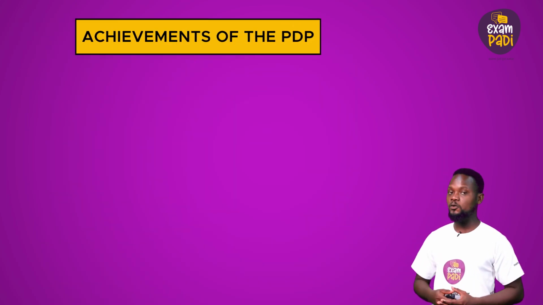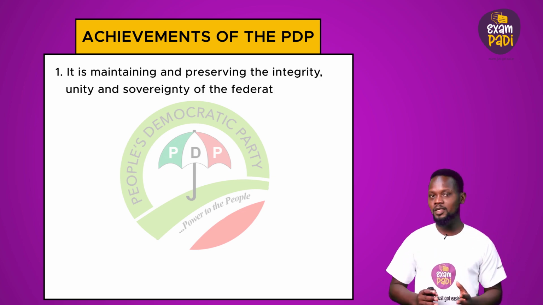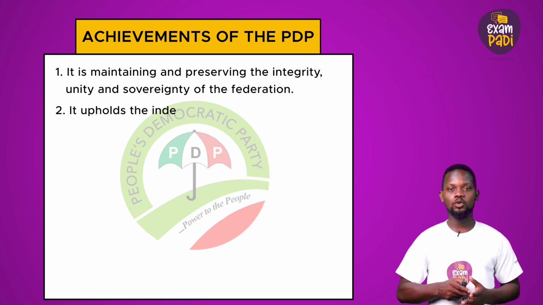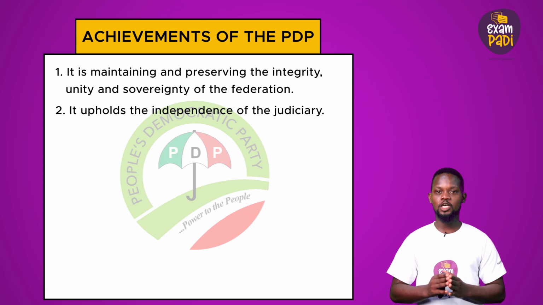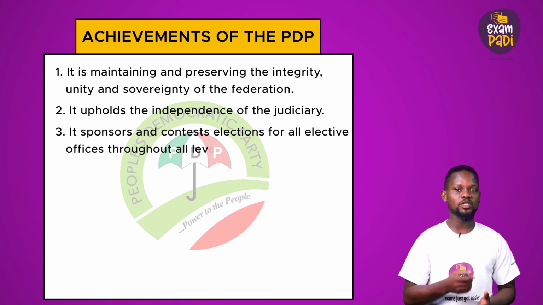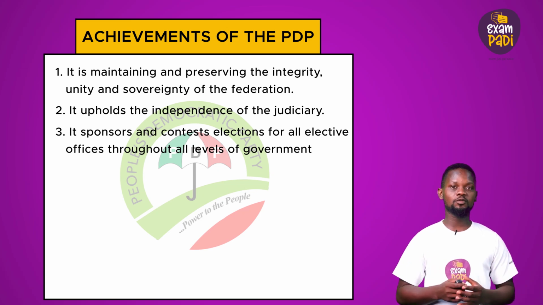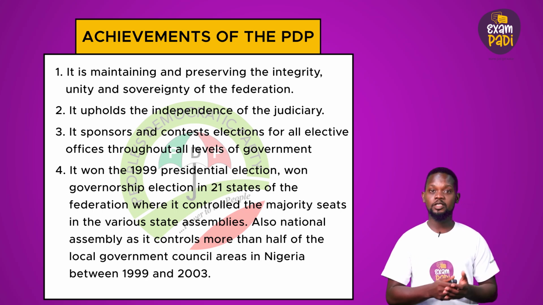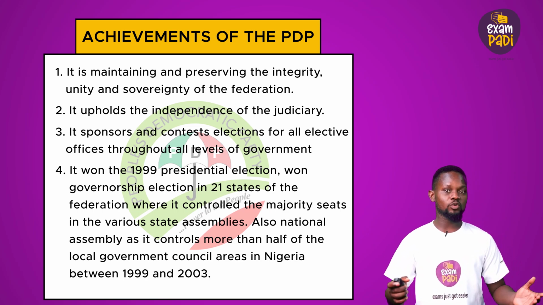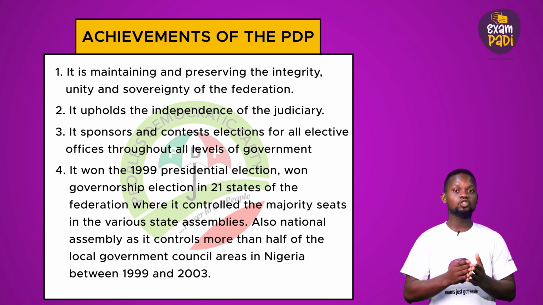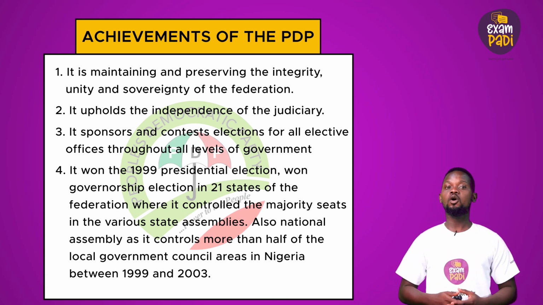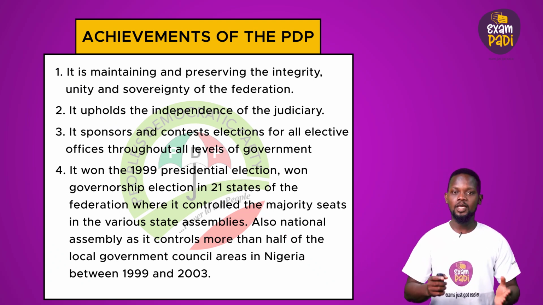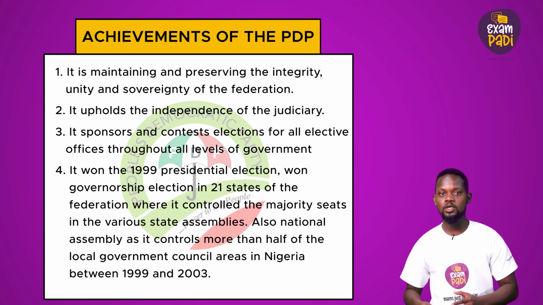The performance of PDP includes the following. Number 1, it is maintaining and preserving the integrity, unity, and sovereignty of the Federation. Number 2, it upholds the independence of the judiciary. Number 3, it sponsors and contests elections for all elective offices throughout all levels of government. Number 4, it won the 1999 presidential election, won governorship election in 21 states of the Federation, where it controlled the majority seats in the various state assemblies, also National Assembly, as it controls more than half of the local government council areas in Nigeria between 1999 and 2003.